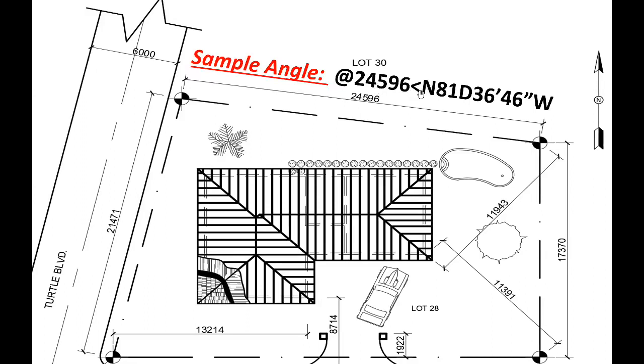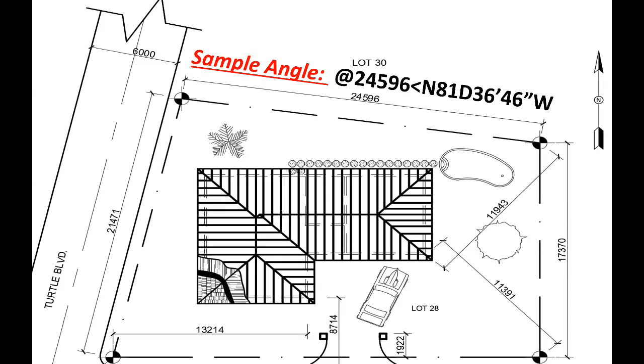24,596, angle, N for north, 81, and then letter D. Of course, it is not case sensitive, so capital or small is fine. So letter D, because there's no symbol on your keyboard for degrees, so you would have to use the letter D. And then 36 with the apostrophe, 46 with the close quotation, not apostrophe, but close quotation, and then W. When you press enter, it will draw that line from the top right-hand corner to the top left-hand corner of the property. And then we will just do C, enter to close.